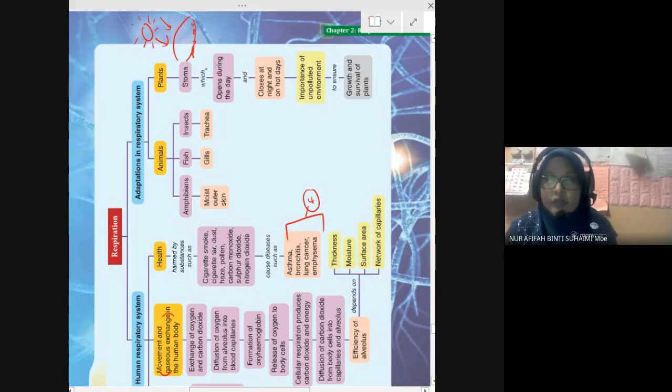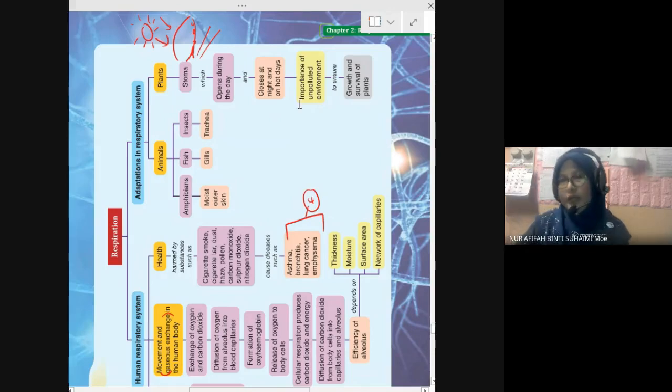Okay, now stoma we have two conditions, either close or open, and when, during the day or during night. So which one close, which one open? Okay, then we have importance of unpolluted environment. Why? It's very important because in order to carry out photosynthesis and also to ensure growth and survival of plants.